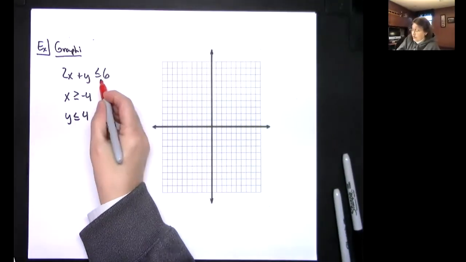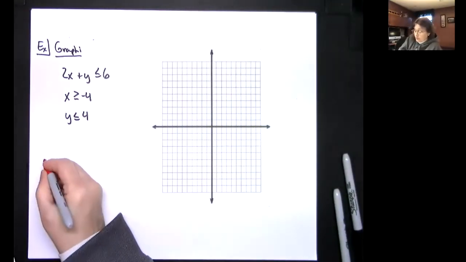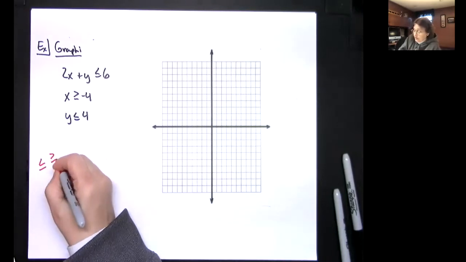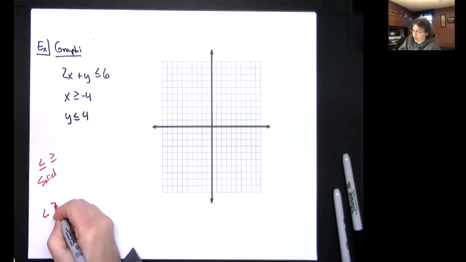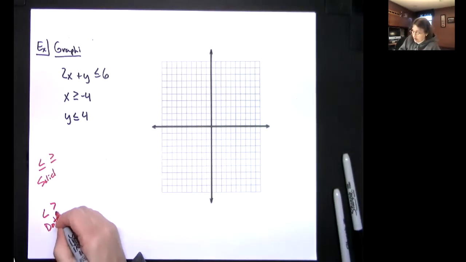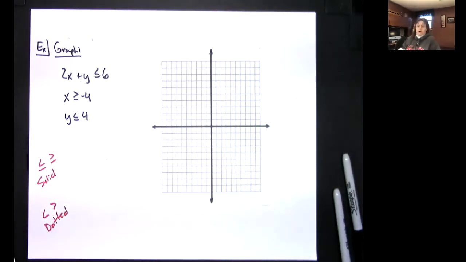On all three of these, it's got the equal to part. So if you remember, if it was less than or equal to or greater than or equal to, we had a solid line. But if it was less than or greater than, then we had the dotted line. So that could vary depending on whatever problem you happen to get.